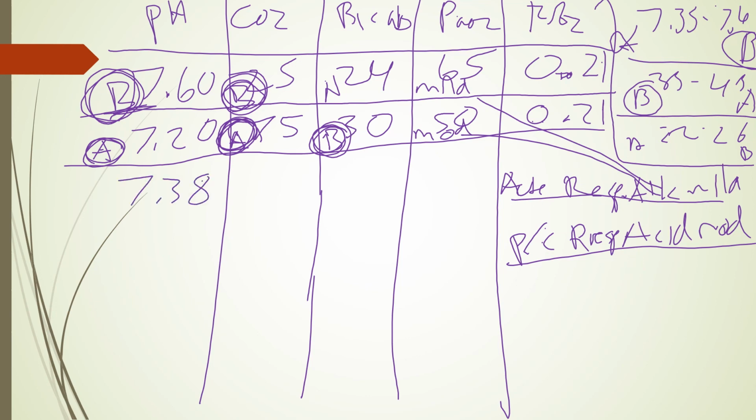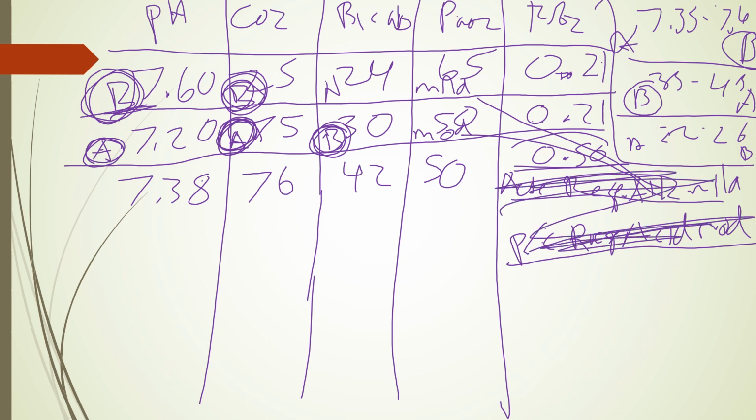7.38. Uh-oh. 76. What am I doing to you guys here? 42. We have a PO2 of 50. And we're on oxygen. We're on 50% or 0.5 FiO2. Okay, so let's just cross these out as we've already done those. All right, so just like everything else, we're going to go through this one step at a time.